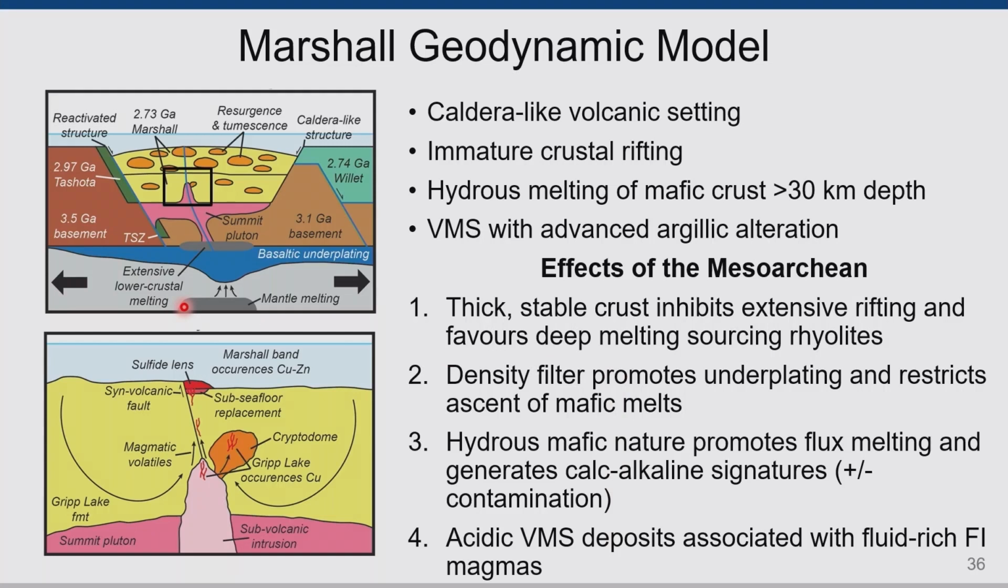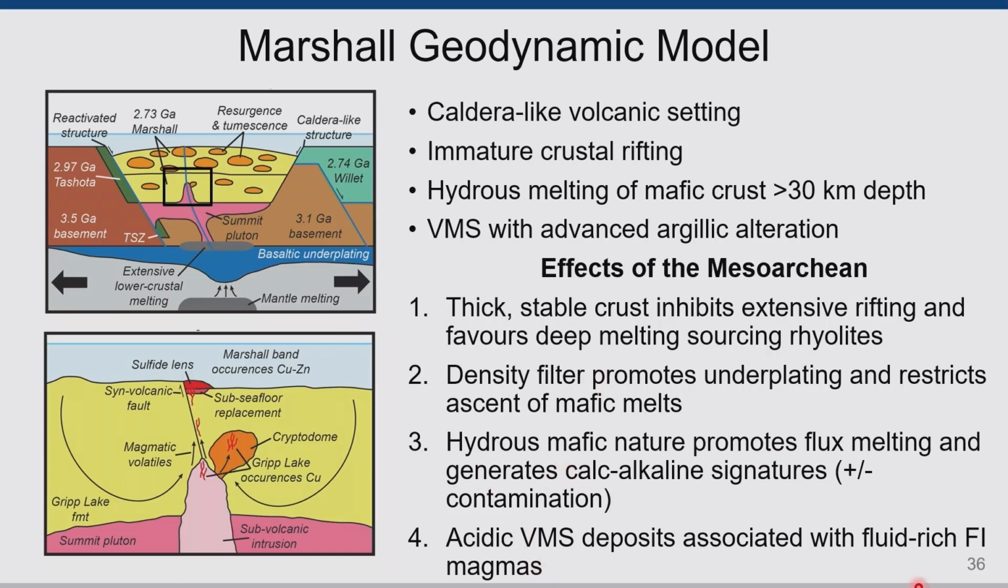If you're melting hydrous mafic crust, that is what's going to allow you to generate these calc-alkaline signatures. And it turns out that calc-alkaline F1 volcanic rocks are water-rich and typically are slightly oxidized. And so if you want to make magmatic volatiles and you want to input them into something like a VMS system, this is a good way to do it: to have a whole bunch of F1 rhyolites in the area. And so we have acidic VMS deposits associated with these F1 rhyolites.